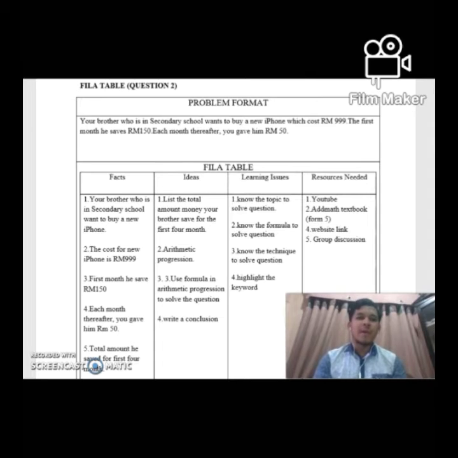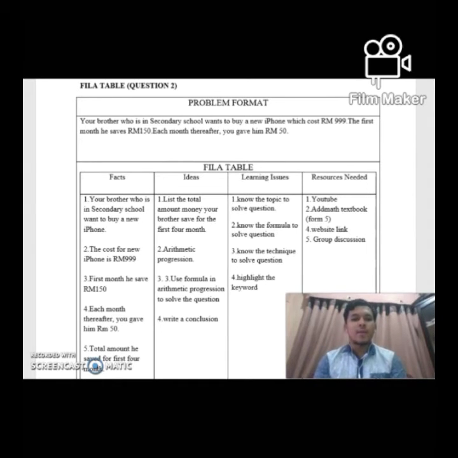Okay, now I want to explain the PBL table, question 2. The problem is: your brother who is in secondary school wants to buy a new iPhone which costs RM999. The first month he saves RM150. Each month thereafter you give him RM50.